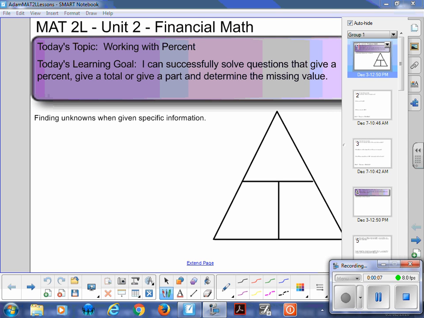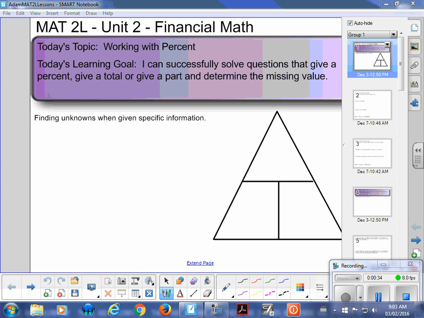So this is a continuation from last course, the 1L course, and it's just extending everything we talked about last year with the financial math. So what our topic is for the first unit or lesson is working with percent. What I want you to be able to do is solve questions that give you either a percent, a total, or a part and determine the missing value.